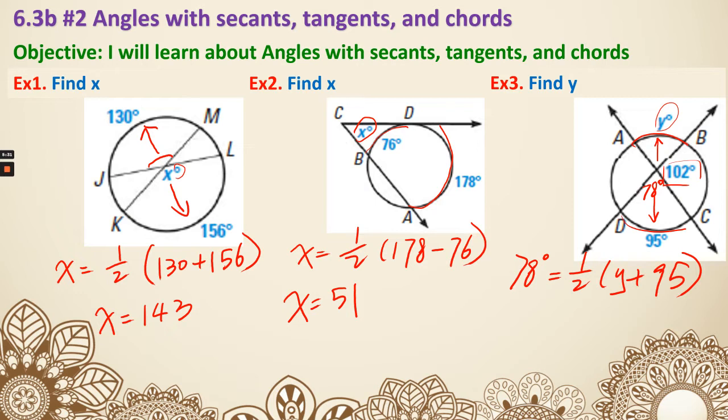Now it's time to solve. You can choose to distribute first to solve, or because of multiplication, you can choose to get rid of the 1/2. So multiply both sides by 2 first. So 156 equals y plus 95. Subtract 95 on both sides, y would be 61. That is example 3.